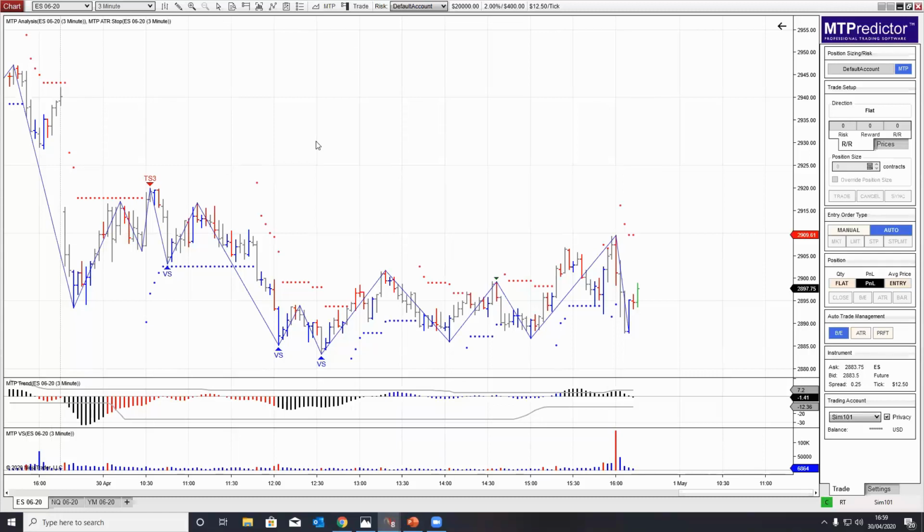Data feeds, it doesn't matter. Whatever data feed runs in NinjaTrader works for us, because we work on top of NinjaTrader.